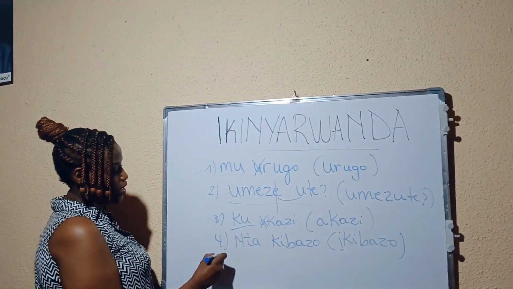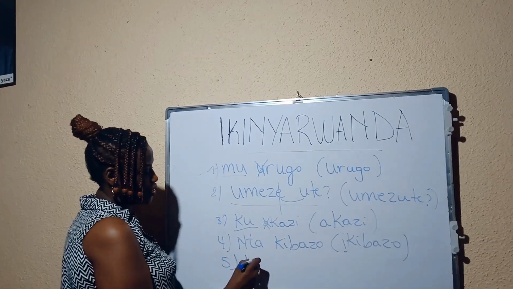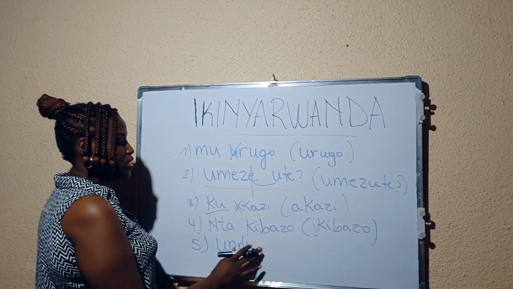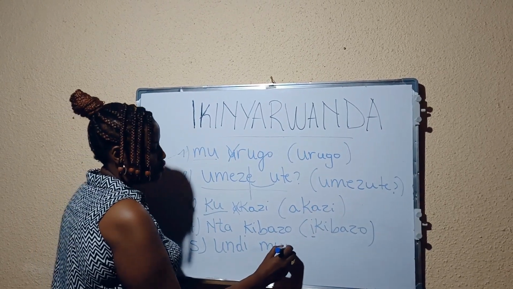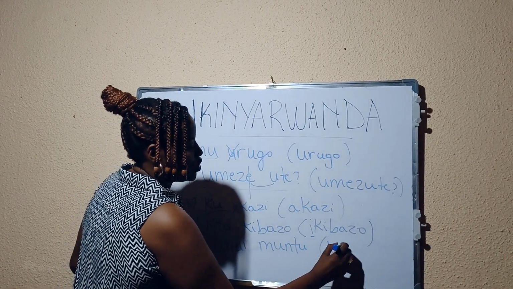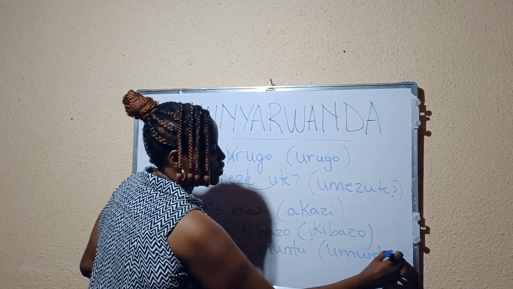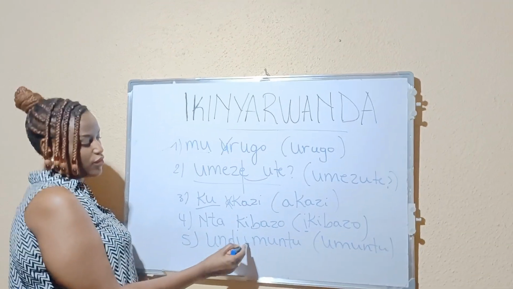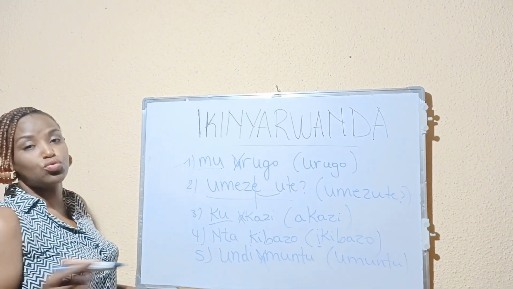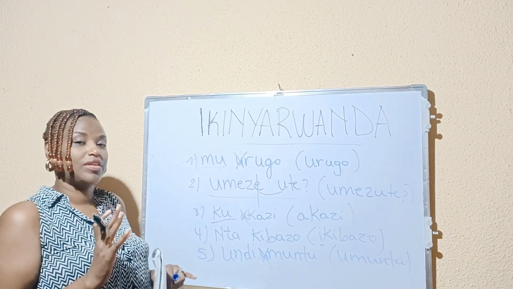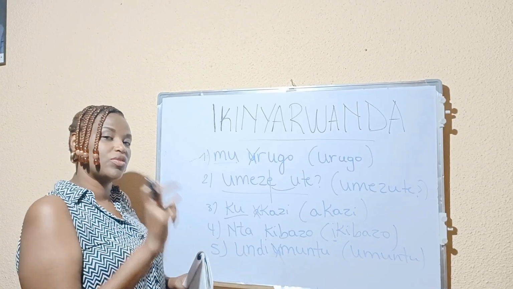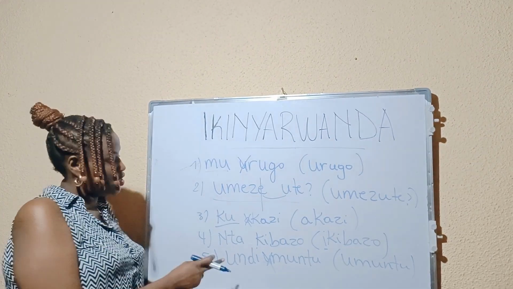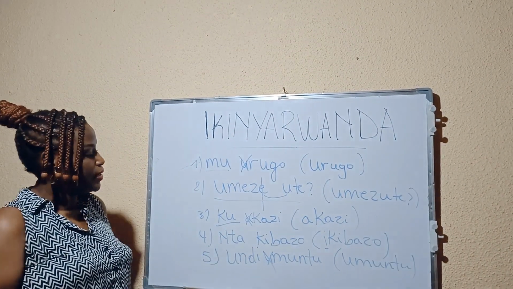Nta kibazo. Another example is undi. Undi means another. So let's say undi muntu, another person. And umuntu is a person. When you say undi, you need to put it before the word, and you also drop the vowel. So you can't write it together. Undi muntu. This is also a problem because some people spell it together, because that's how it sounds. But they are two different words.